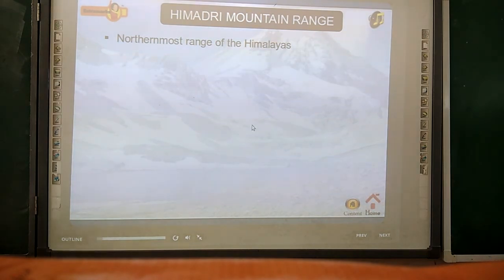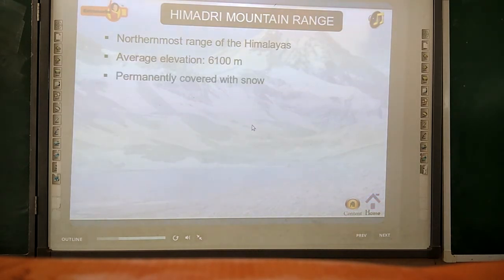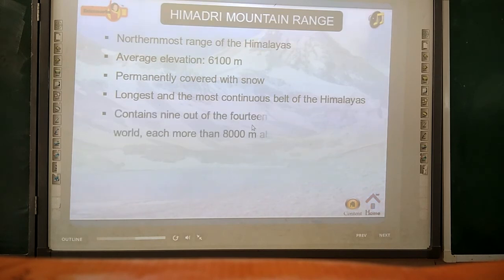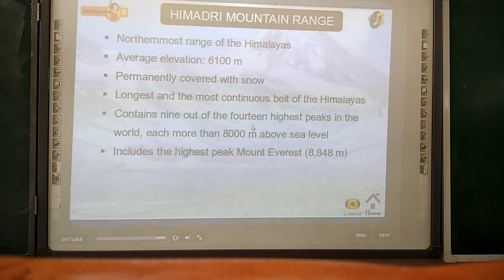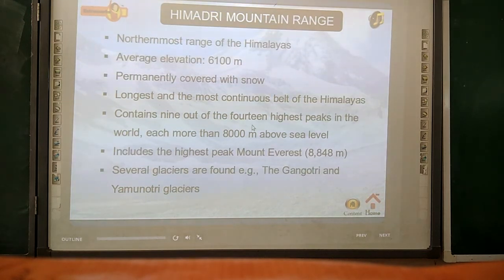Himadri is the northernmost range of Himalayas. It has an average elevation of 6,100 meters and is permanently covered by snow. It is the longest and most continuous belt of the Himalayas, containing 9 out of the 14 highest peaks in the world. All these 9 peaks are more than 8,000 meters in height and include Mount Everest, the highest mountain peak in the world. Several glaciers like the Gangotri and the Yamunotri are also found in the Himadri.